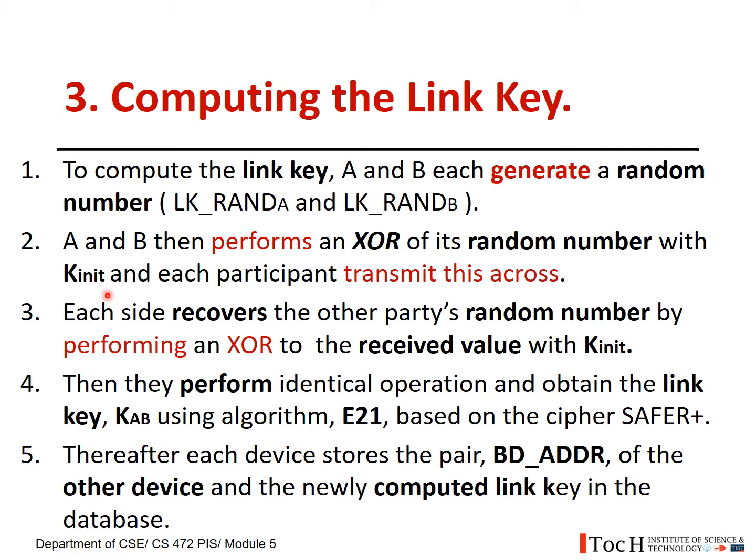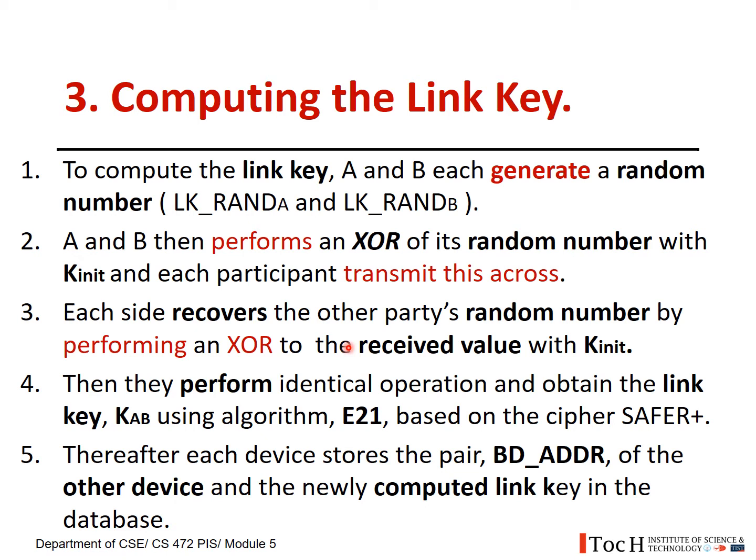That is, A and B, both the communicating parties, will perform an XOR operation of their random number and K-init. After performing the XOR operation, each participant transmits this value across. That is, A will send the result of the XOR operation to B, and B will send the result of its XOR operation to A.